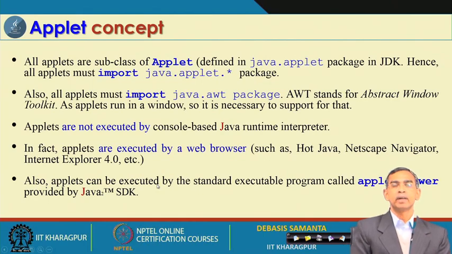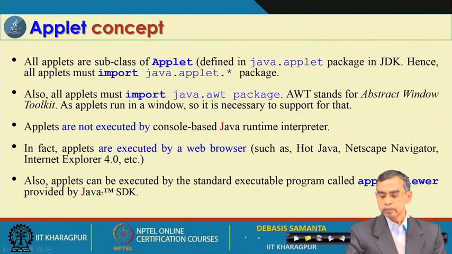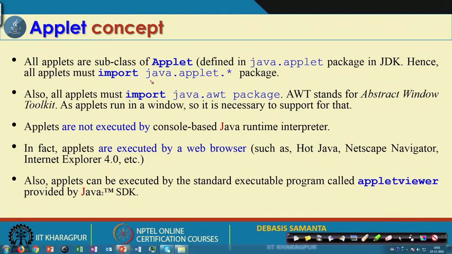Now, for applet programming, let us see what support Java gives us. In the Java API there is one package defined, the java.applet package, and in it there is a class called the Applet class. We can use this Applet class to create our applet program.